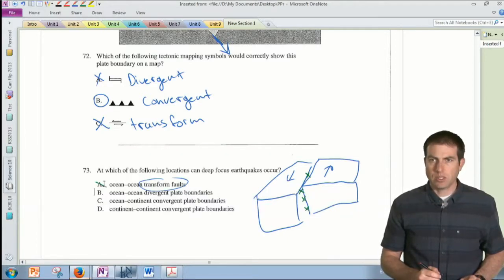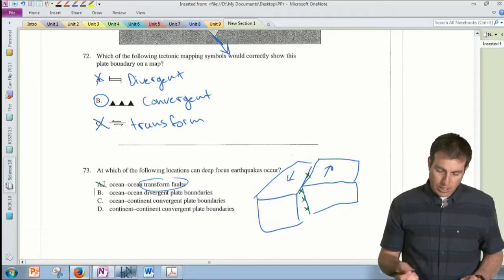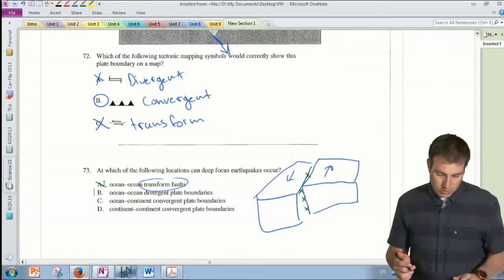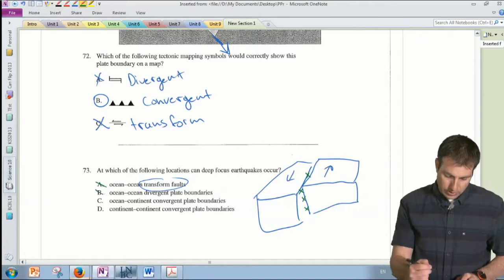I was just wondering if earthquakes can occur at divergent boundaries. You'll get really minor ones, but not typically. So you can get rid of divergent.